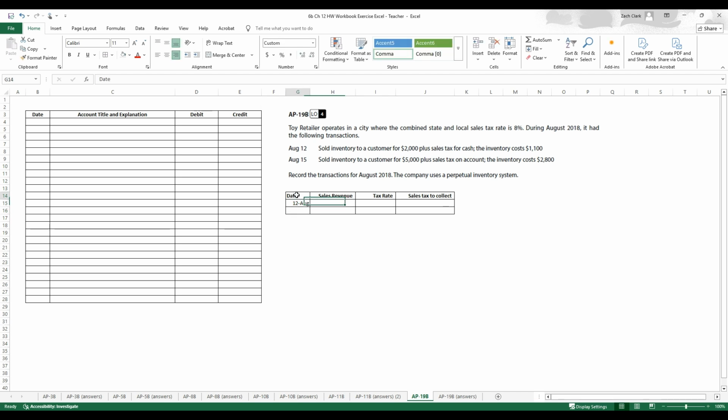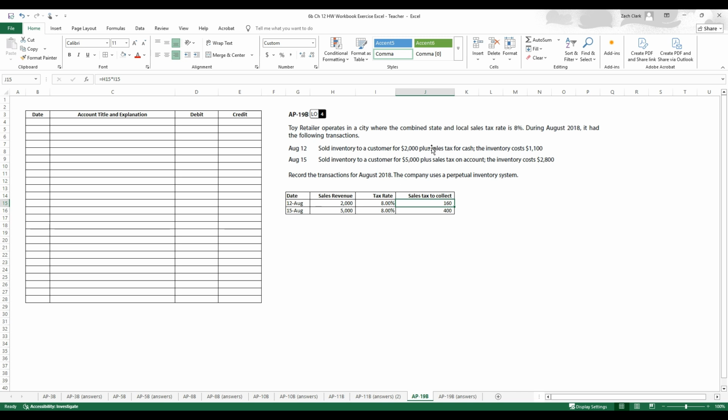this little table here that we can fill out. The sales revenue that we charged on the 12th was $2,000. It told us the tax rate was 8%, and that'll be the same for both. To find the amount of sales tax that we need to collect from the customer, you just multiply the tax rate times the sales revenue. So I'm just going to drag that formula down, and then we're just going to fill in the second transaction on the 15th. And so we've got $400 we need to collect for the second sale and $160 for the one on the 12th.